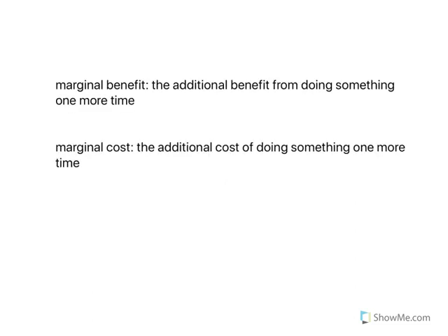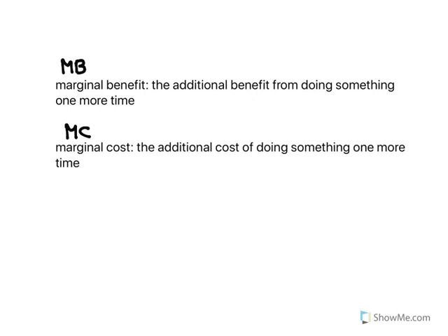So let's go ahead and define those terms, marginal benefit and marginal cost. So marginal benefit, which we often just call MB, is the additional benefit from doing something one more time, right? If I do something that next time, how much additional benefit? What do I gain by doing something one more time? And then the opposite is marginal cost, or MC, and that is the additional cost of doing something one more time. So if I do something one more time, how much more is it going to cost me?